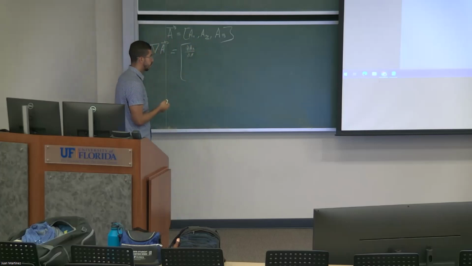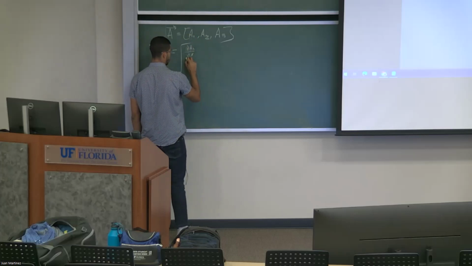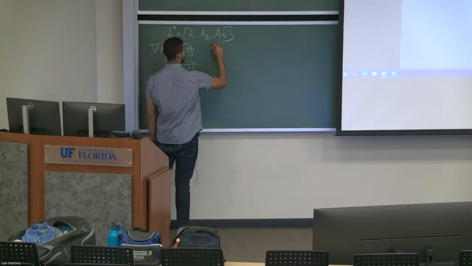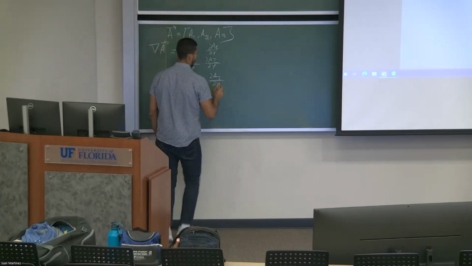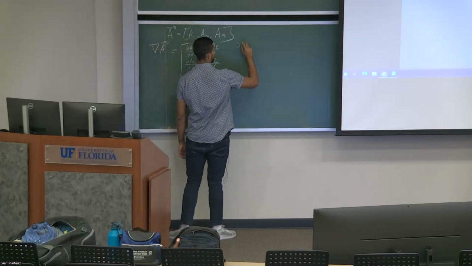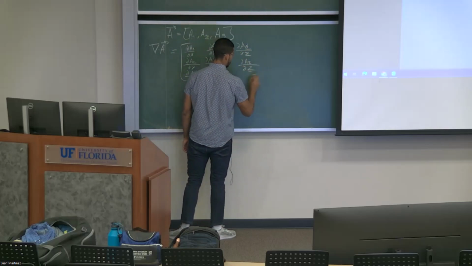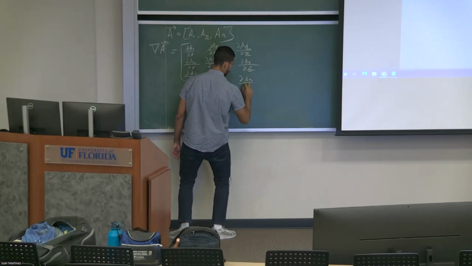Basically, you get A1 with respect to X. Then, next row, you get the partial derivative of A2 with respect to X. Next row, the partial of the third component with respect to X. And then you do the same for A1 with respect to Y, A2 with respect to Y, and A3 with respect to Y, and then you do the same with respect to Z. So the first component with respect to Z, second component with respect to Z, and third component with respect to Z.